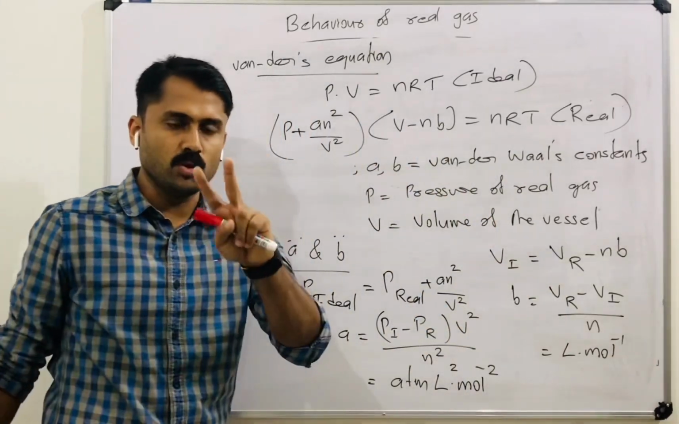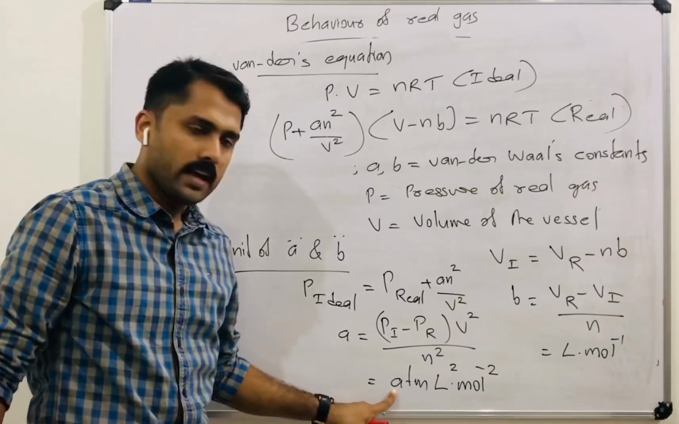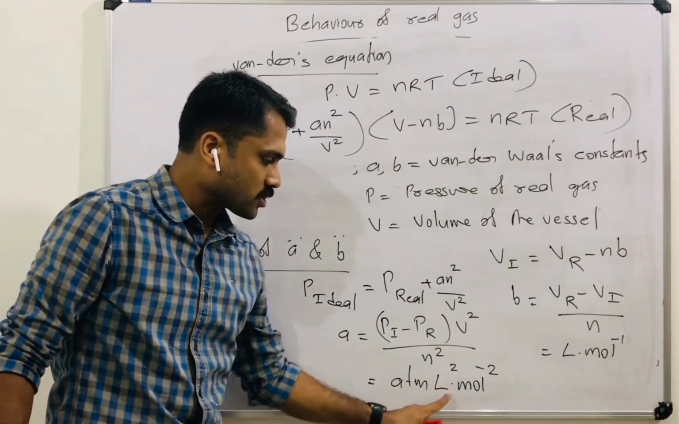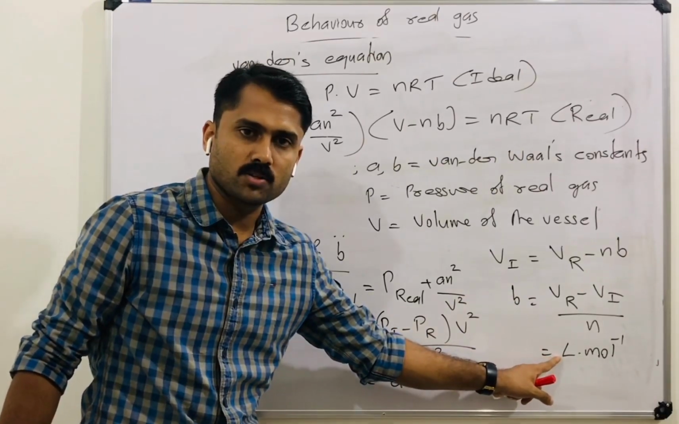So we have two new terms A and B, and these have units. A has unit atm liter square mole raised to minus 2. B has unit liter mole raised to minus 1.